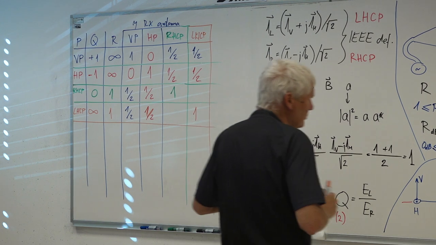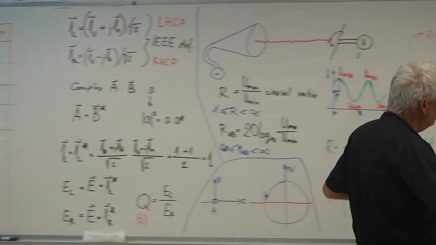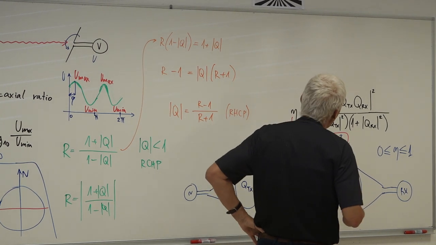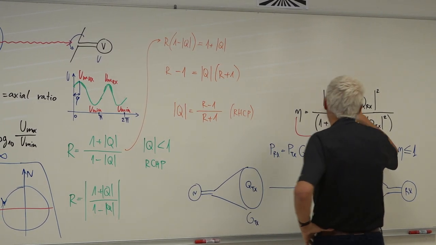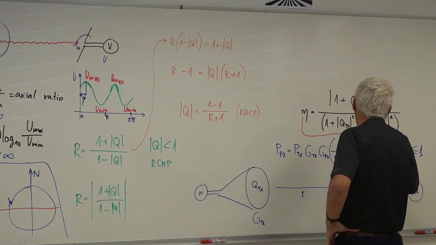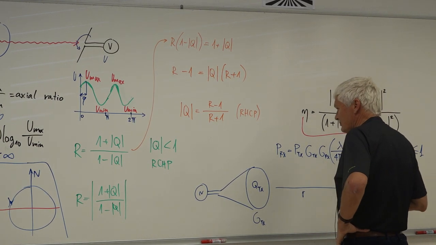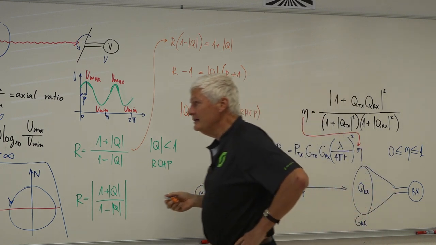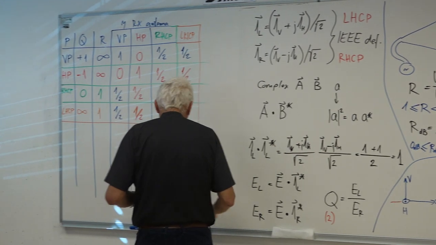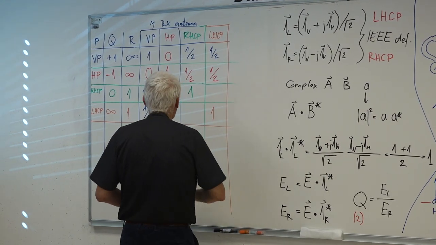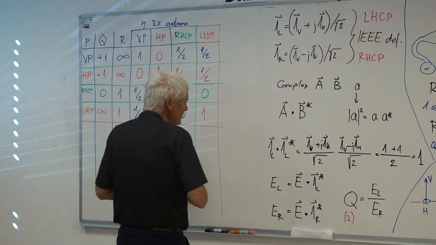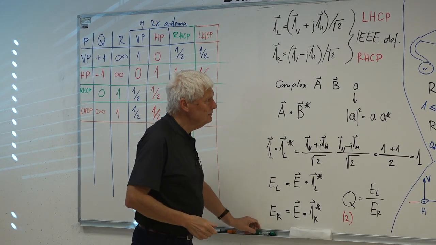And left hand to right hand, I have infinity times zero here. This is not a number in the usual definition, but it's somewhere close to one. But I have infinity squared here plus one squared here. So it's something divided by infinity squared, which is zero. So left hand to right hand goes with zero. And up to now, this table is simple.